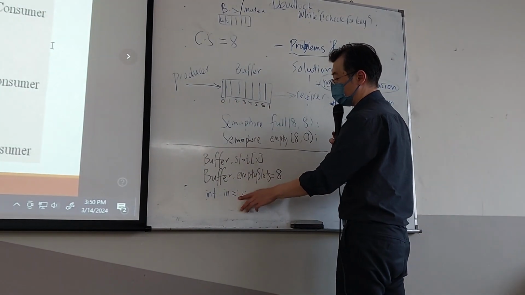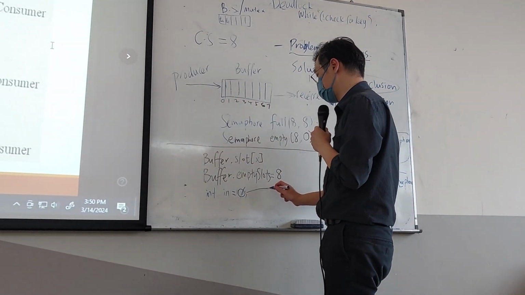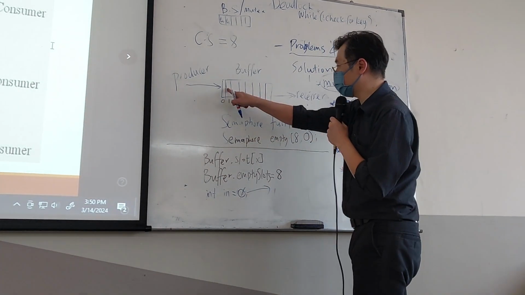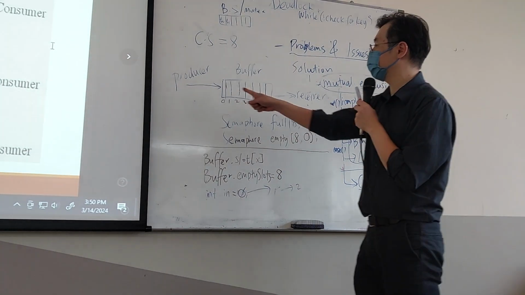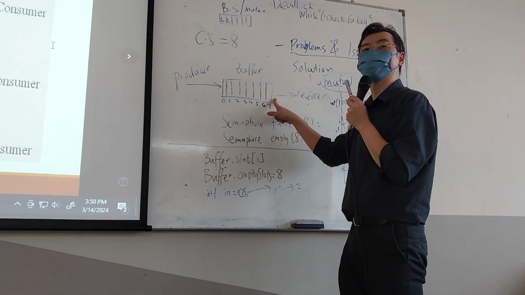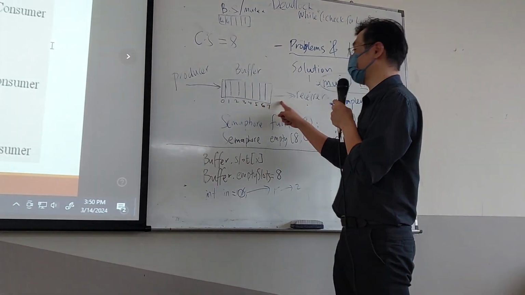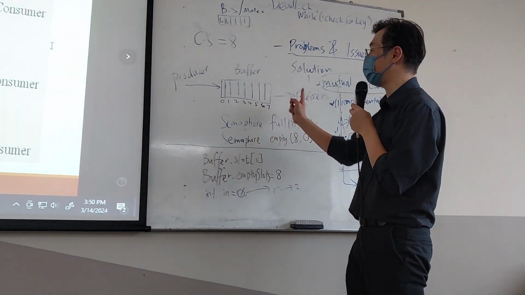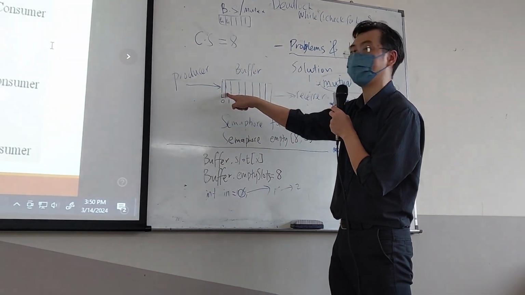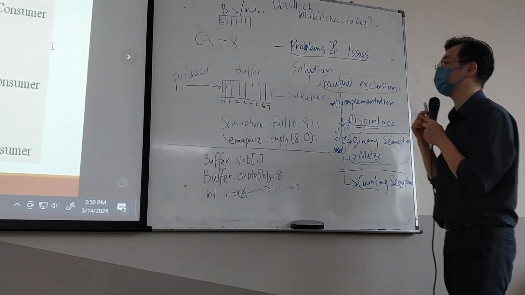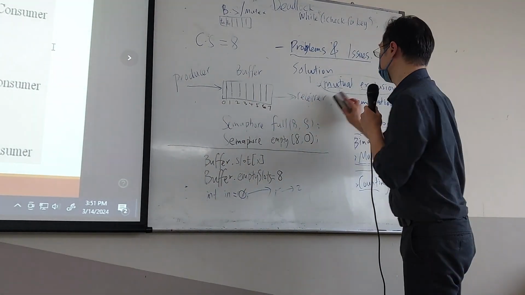Let's say for example, initially it was 0. After I add in, it becomes 1. If I add in more, then it moves to 2. But of course, eventually it will become 8. Then you have to wrap around. You cannot proceed because there's no more buffer there. You have to wrap around to become 0. So 8 becomes 0, 9 becomes 1. Why do we need to wrap around?